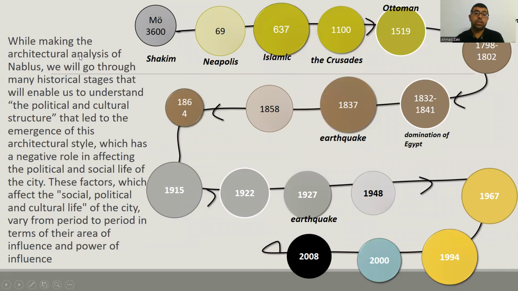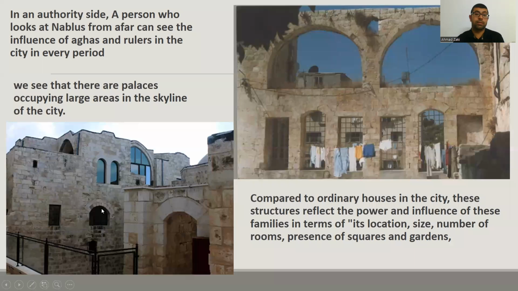While making the architectural analysis of Nablus, we will go through many historical stages that will enable us to understand the political and cultural structure that led to the emergence of this architectural style, which has a role in affecting the political and social life of the city. These factors, which affect the social, political, and cultural life of the city, vary from period to period in terms of their area of influence and power of influence.